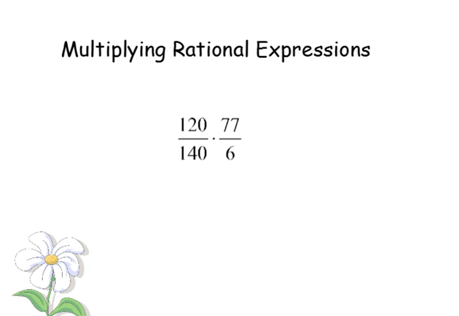So if we look here, we can simplify the 120 and 40. They're both divisible by 10. So we're going to simplify that to 12 over 14. 77 and 6 don't simplify, but we're going to look at the 6 and the 12. Since the 6 is on bottom and the 12 is on top, we can simplify that. They're both divisible by 6.